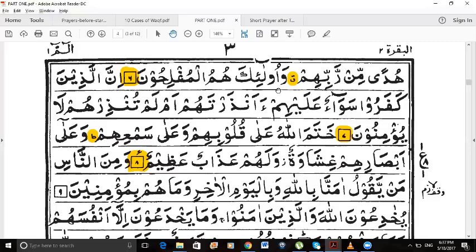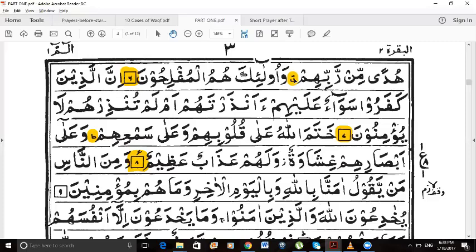Wa ulaika. Wa ulaika. Excellent, well done. Now you're saying this beautifully now, but make sure that when you're in flow and reading the Holy Quran, you say it for that long then as well. Because it's very easy to run out of breath. Make sure you take a long breath.